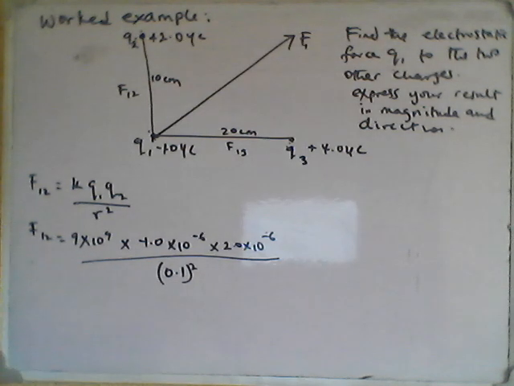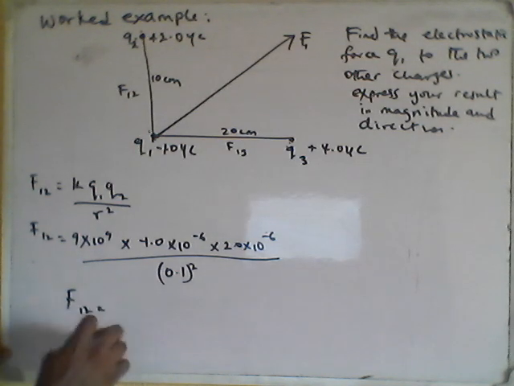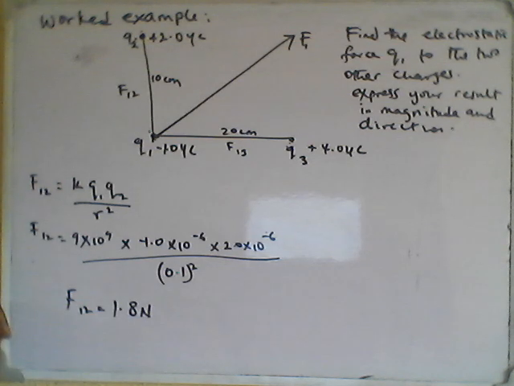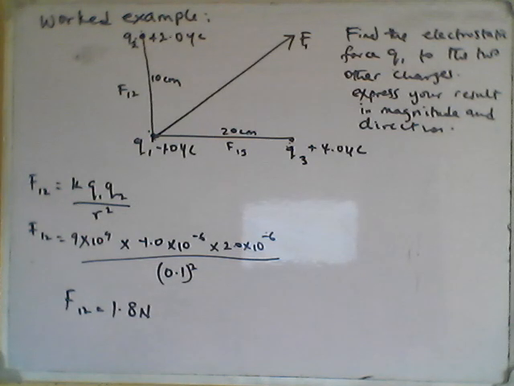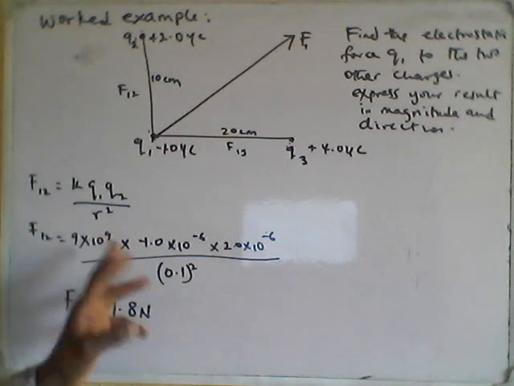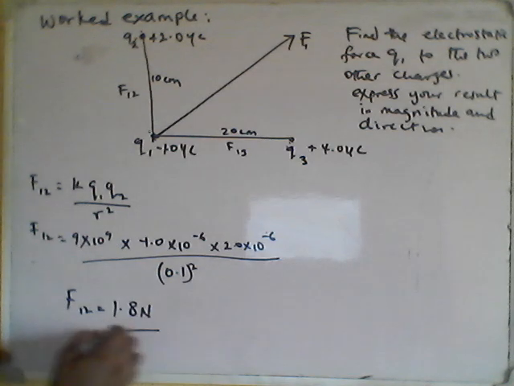So this is F12. F12 is given as 1.8 Newton. So it's attractive, attractive to the positive x direction. Mind you, this minus here will not affect the calculation. It just shows you what the direction is. So we have gotten F12 already.